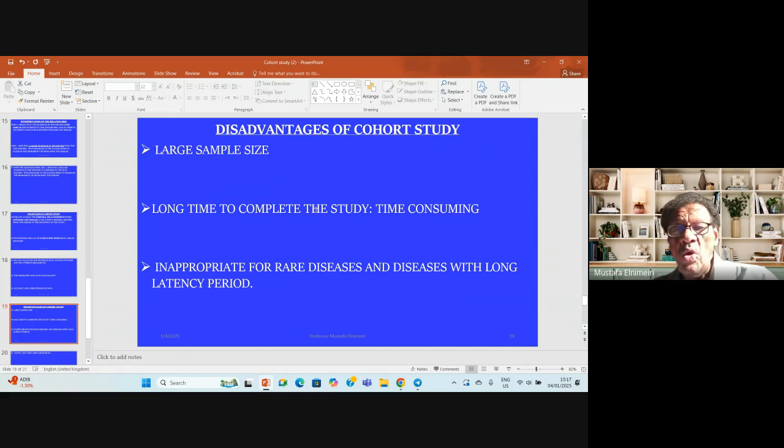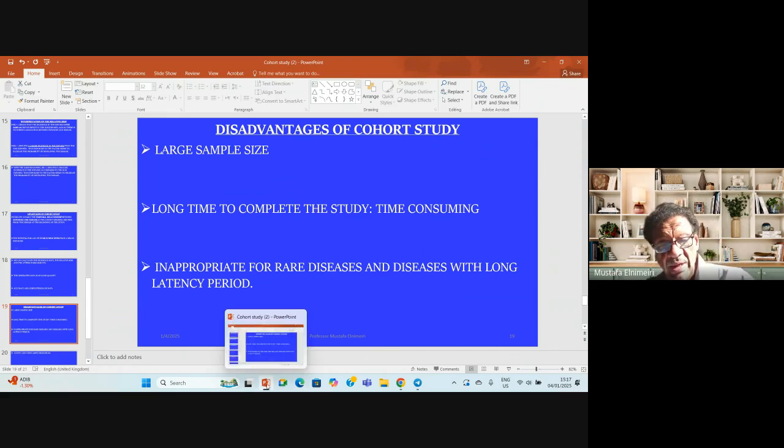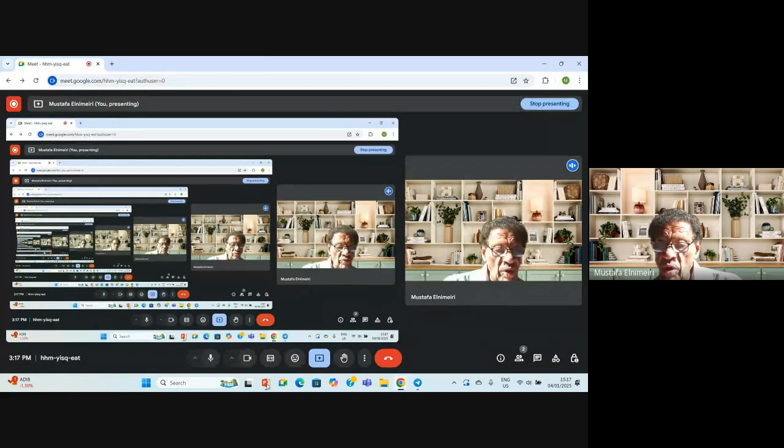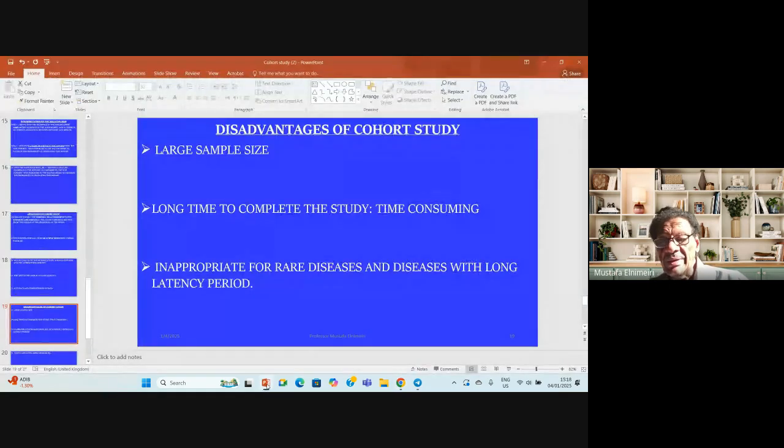Disadvantages of cohort studies: we need a large sample size as we are going to follow exposed and non-exposed, so usually the sample size is larger. It needs a long time to complete the study. It's time consuming compared to case control and cross-sectional studies, and it's inappropriate for rare diseases and diseases with a long latency period.